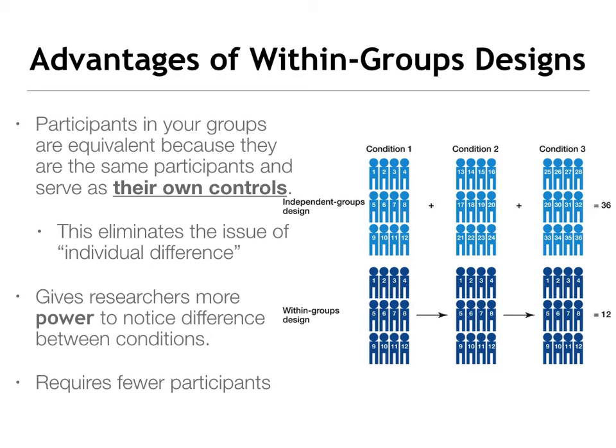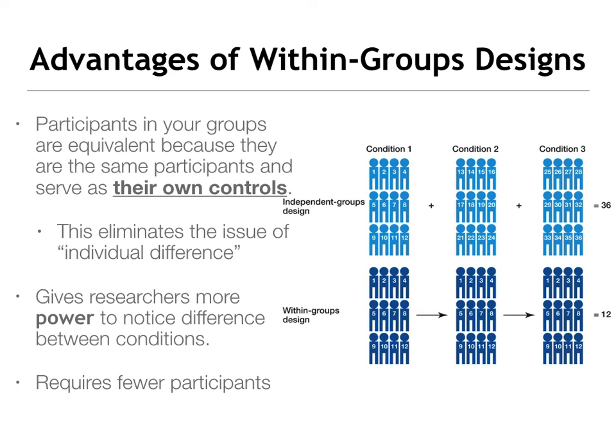Say you need 12 people for your within groups design as well. You have 12 people in condition 1. You have the exact same 12 people in condition 2. See, participants 1 through 12 are the same people that are in condition 2, and they're the same people that are in condition 3. So we end up with only 12 participants here in a within groups design where we had 36 participants in the independent groups design. Again, that light blue is the independent groups, the dark blue is the within groups. And we're really eliminating individual differences by using this within subjects design because everybody's acting as their own control.